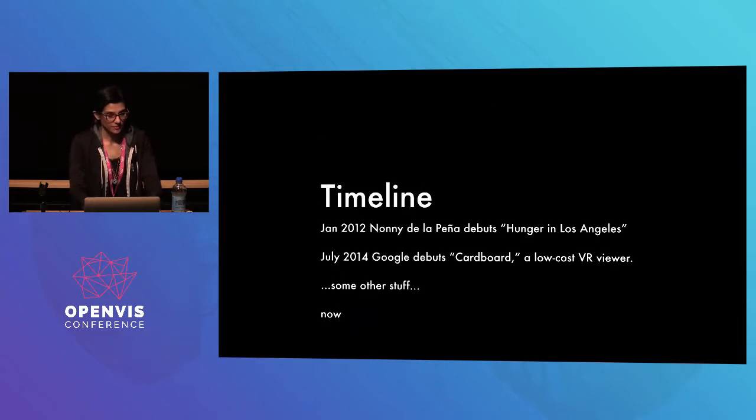It's a really new medium. In January 2012, Nonny de la Peña debuted Hunger in Los Angeles, which was, I think, actually a rendered one rather than live action or 360 video. The Google Cardboard only came out in July 2014. And now it's now. It really hasn't been that long since July 2014. That was really a turning point in accessibility for VR content. If you make something, now people can actually see it. So it really hasn't been that long since that happened.